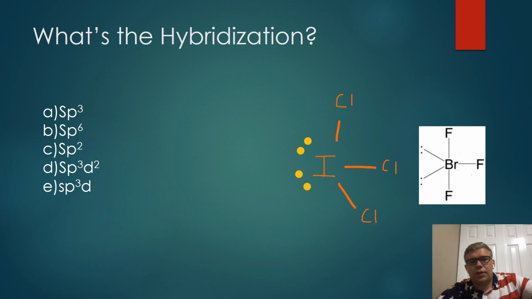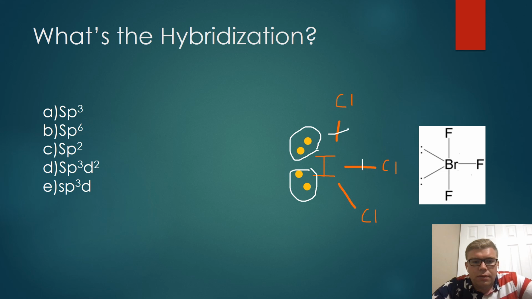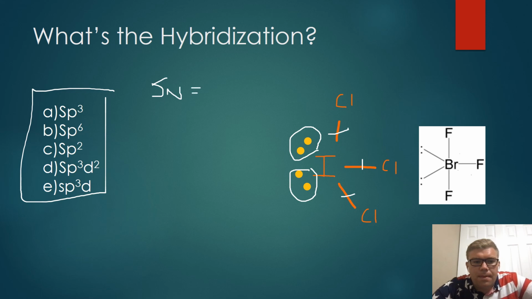Okay, sweet. So let's count it out really fast. We're going to find the steric number. 1, 2, 3, 4, 5. So now we have to figure out which one of these is going to go with the steric number of 5. Okay, so sp3, there's 1, 2, 3, 4 orbitals being used. Does that match the steric number of 5? It doesn't.